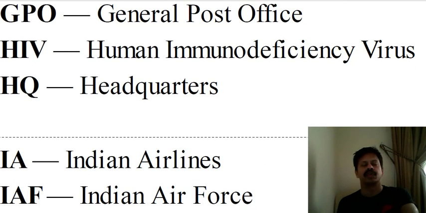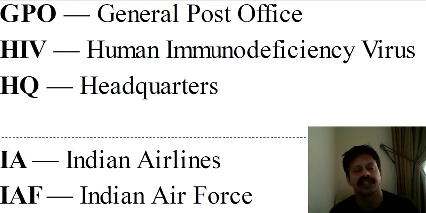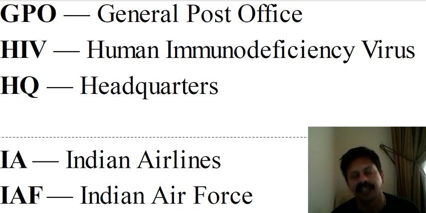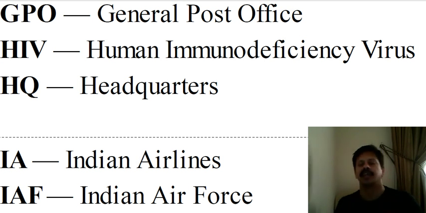HIV is human immunodeficiency virus. We have seen AIDS as a disease. This disease is caused by a virus called HIV, human immunodeficiency virus. This means humans don't have immunity. Humans have a deficiency of immunity because of this virus.